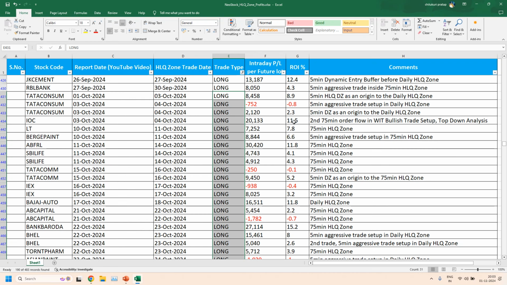When I interacted with some of our members, I told them that this month the overall momentum is very good. Even a few days back, in one of the HLQ analysis videos, I told the same point. So whoever traded high liquidity zones during this month would probably have got very good profits. It's a very lucky time for the people who sincerely traded during this month. See, all these are very good profits.